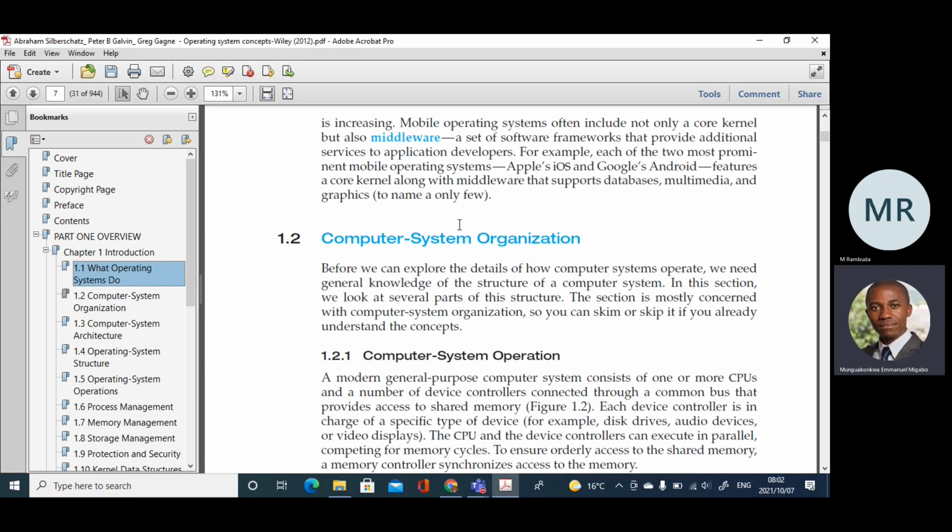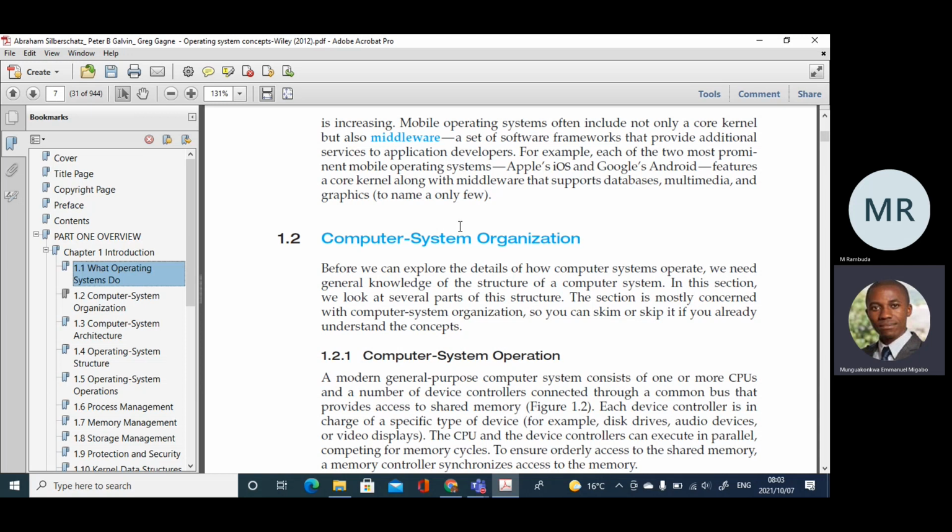So these aspects include computer system organization, computer system architecture. We start with computer system organization. So before we explore the details of how computer systems operate, we need general knowledge of the structure of the computer system. Because when we say how computers operate, we mean operating system, because it's the driving engine behind the operation of the computer system.